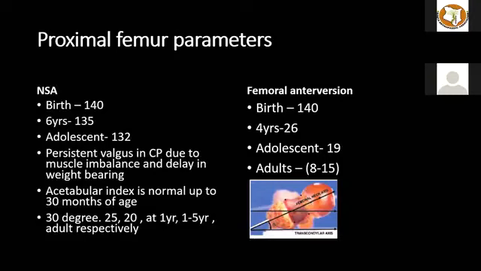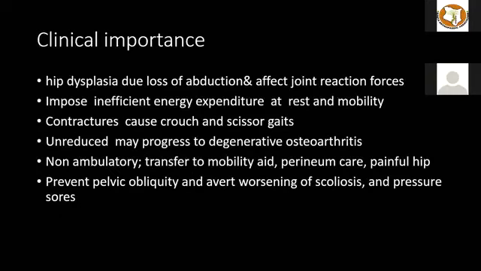The femoral version also changes from 140 to 126 at 4 years, about 19 in adolescents, and 8 to 15 degrees in adults. The diagram below is trying to define how the version of the neck is measured using digital cameras. What is the clinical importance of this? One, in cerebral palsy hip dysplasia, the patients lose abduction and joint reaction forces are affected, and that, of course, will affect the degeneration rate.